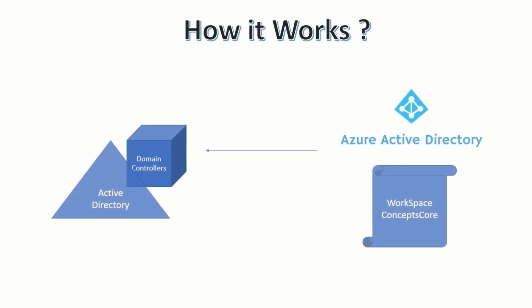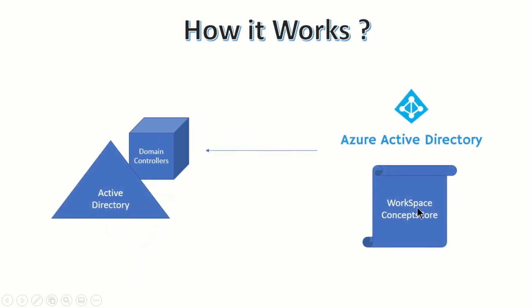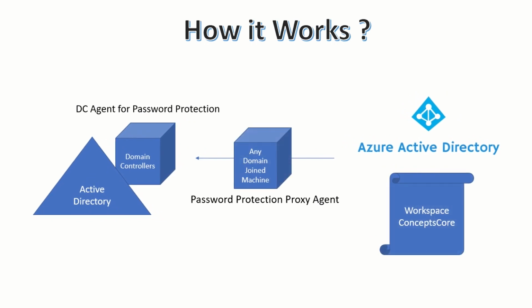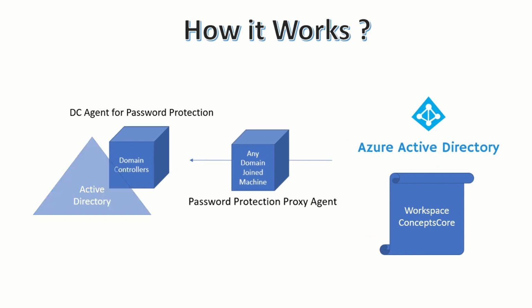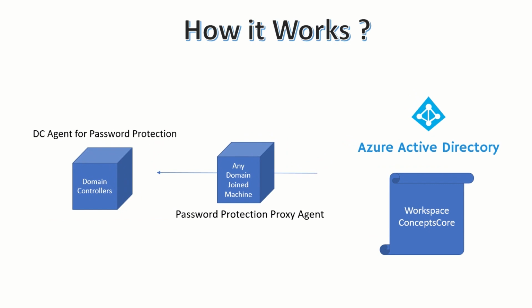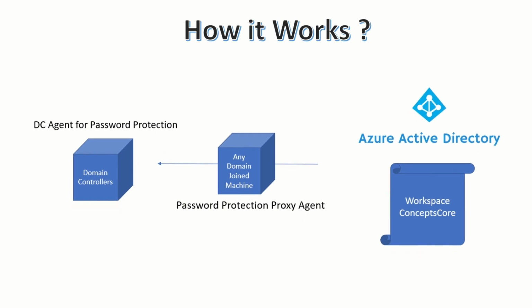As I have said before, it is your Azure Active Directory where you will be defining your keywords, but we have to make sure that all these keywords are available to your on-prem environment as well. But it's not your domain controller which directly talks to Azure Active Directory to get the custom banned password list. Instead, we place the proxy agent in between the domain controllers and Azure Active Directory, so that the proxy agent can query all the new policies that you have defined, and the same is sent to your DC with the help of the DC agent for password protection.